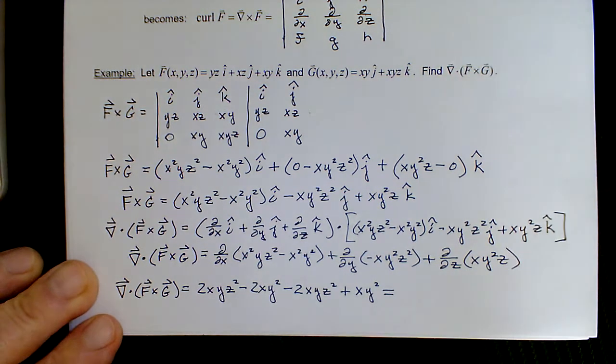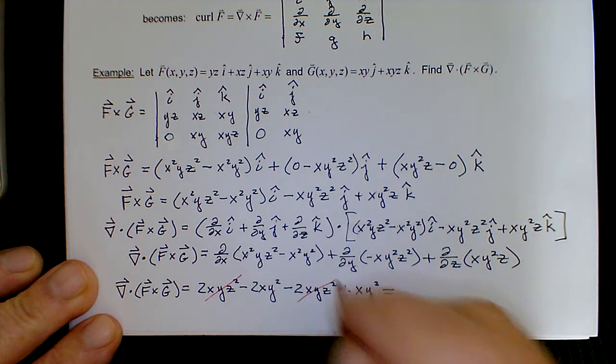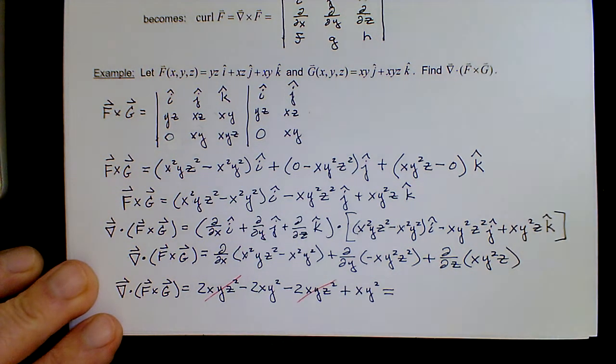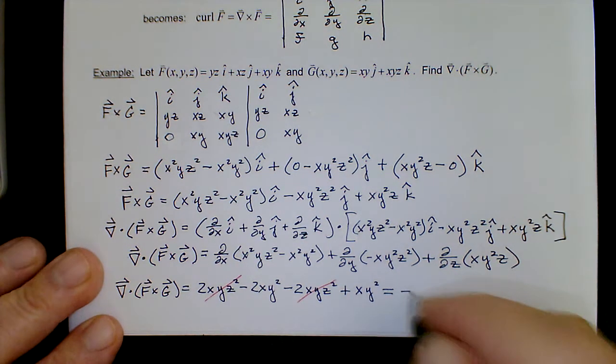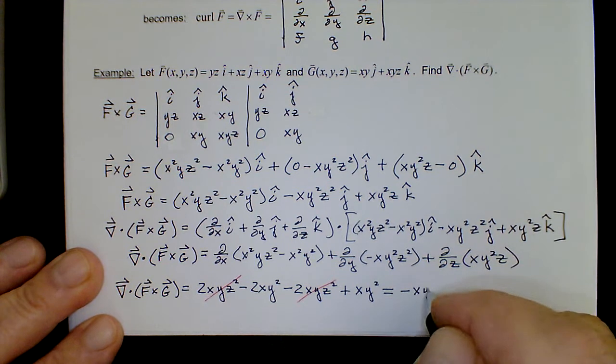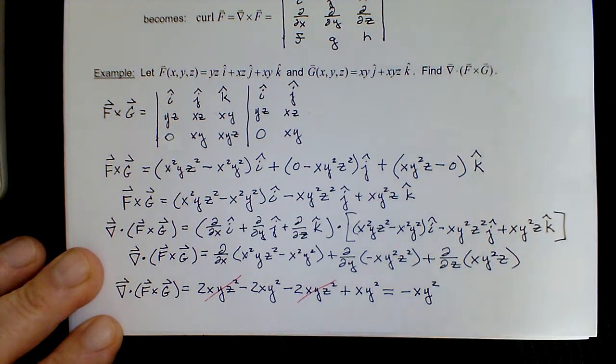And let's see if that can be simplified. Looks like these two guys zero each other out, and then we've got a minus 2xy squared plus 1xy squared, which just gives us minus xy squared. Okay, so a couple more examples to finish off this section.